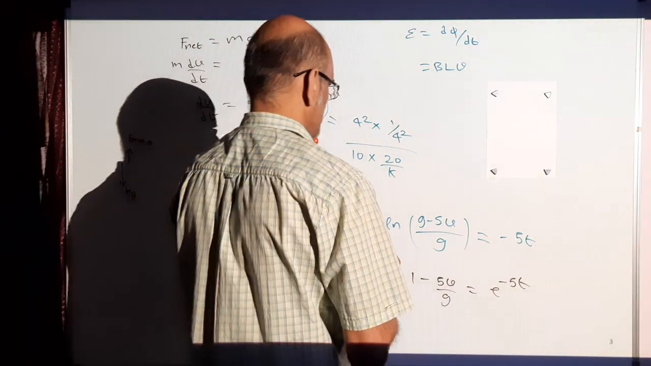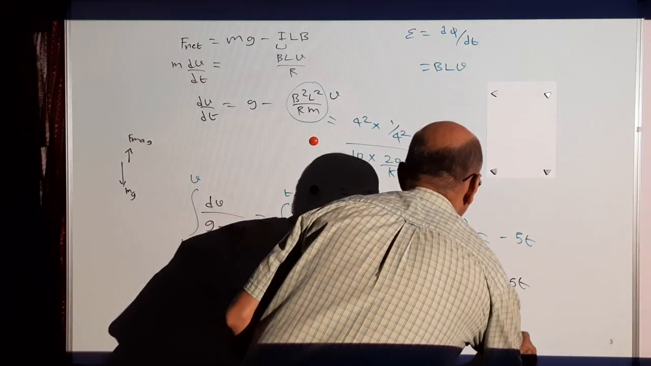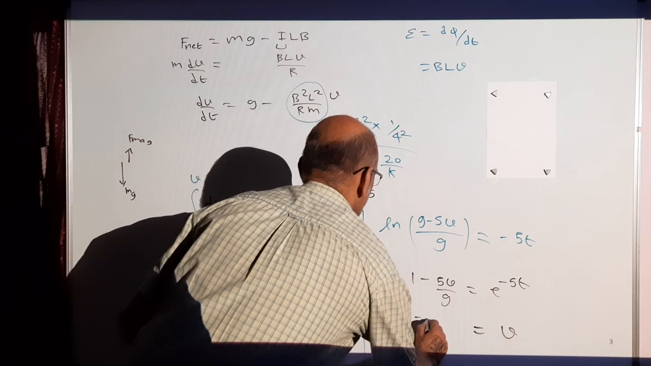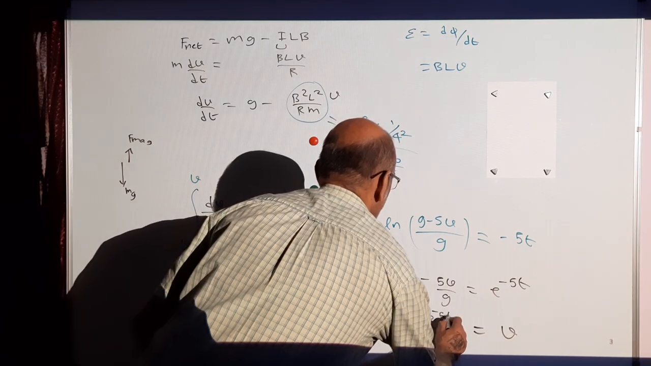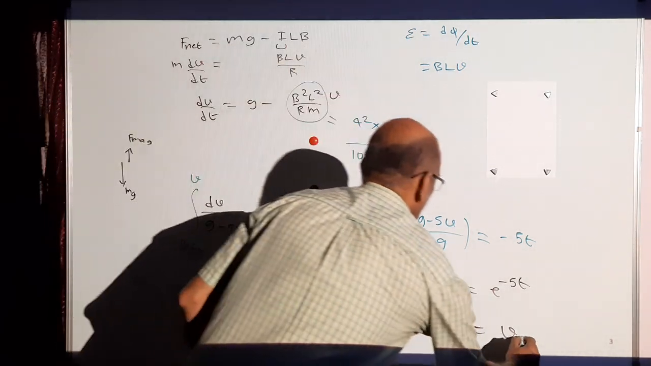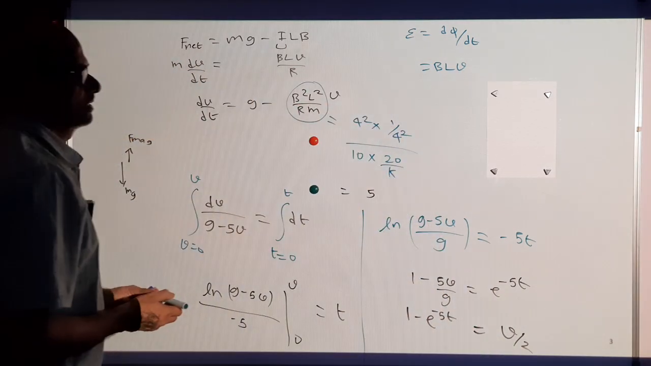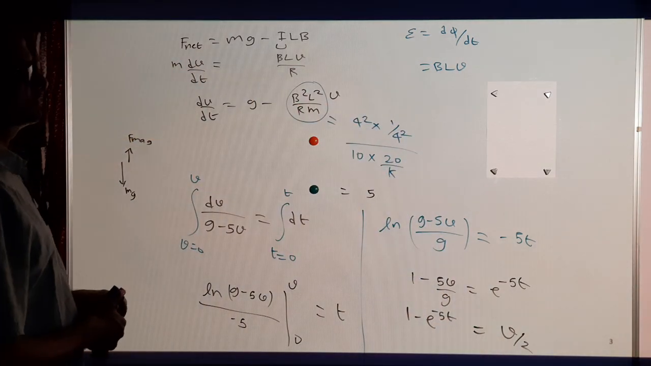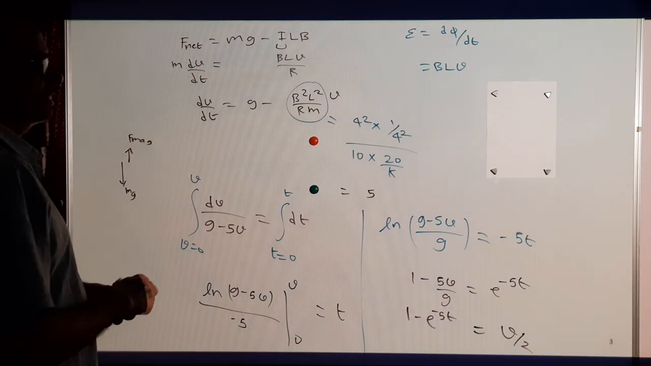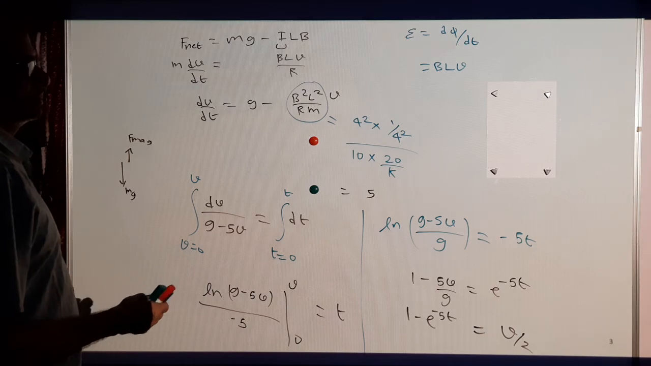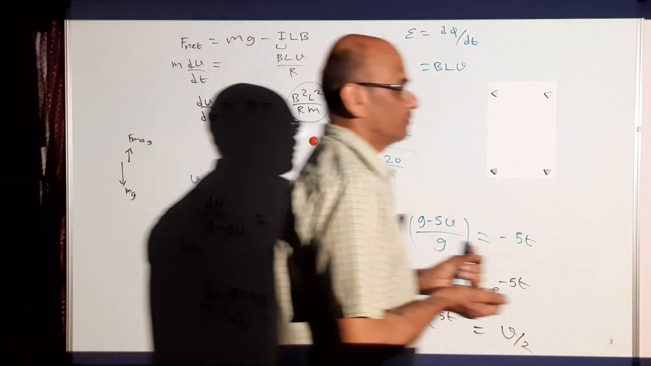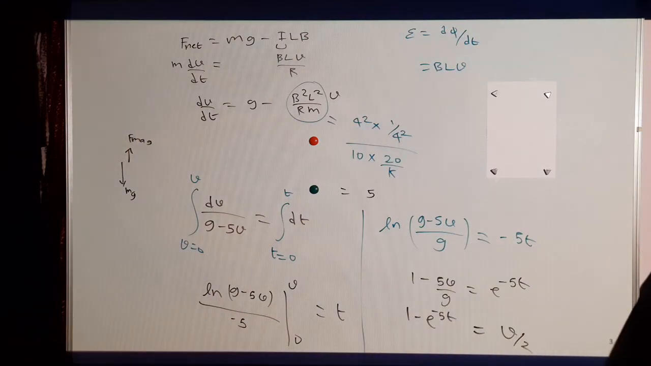So from this I'll get velocity as 1 minus e raised to the power minus 5t, and this is actually 2. g is 10. So this is the expression for velocity. So if you put different values of time, you get the different values of velocity.